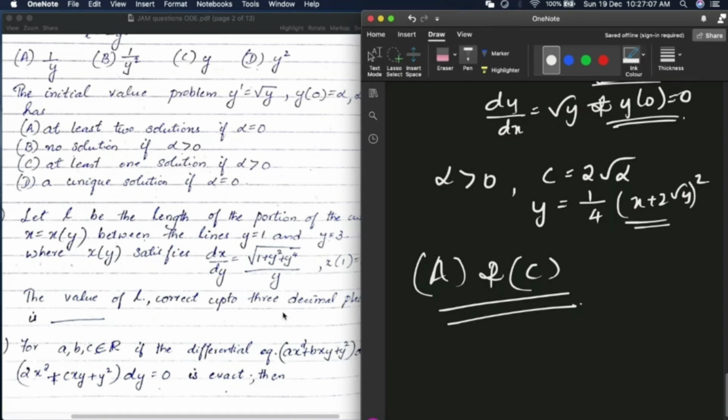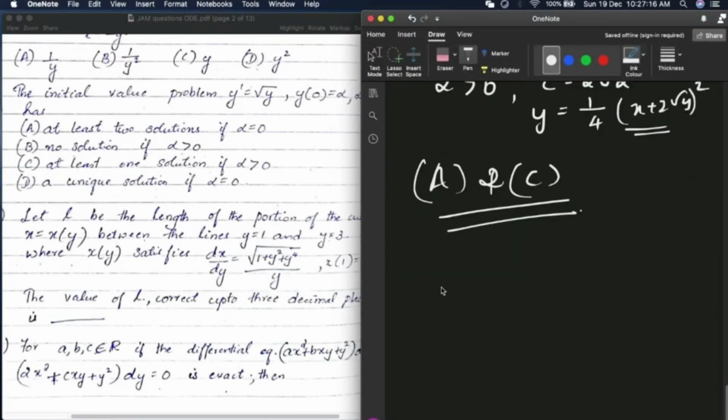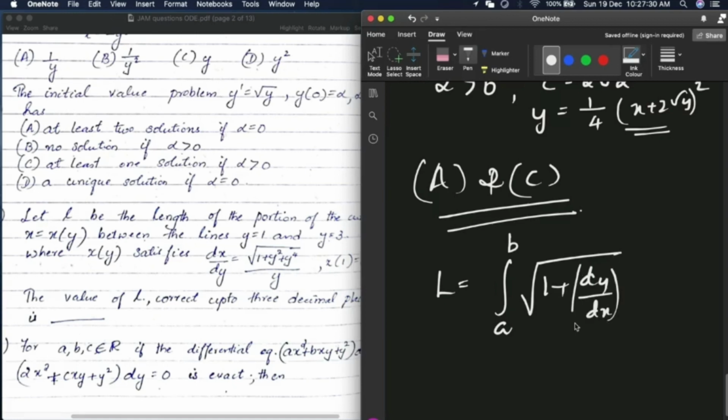Next is a problem on arc length. Do you know the formula for arc length of a given equation y equal to f of x? Ma'am, from A to B, root of 1 plus f dash. Yeah, integral A to B, square root of 1 plus f dash of t squared. Correct. This is the formula to find the arc length.